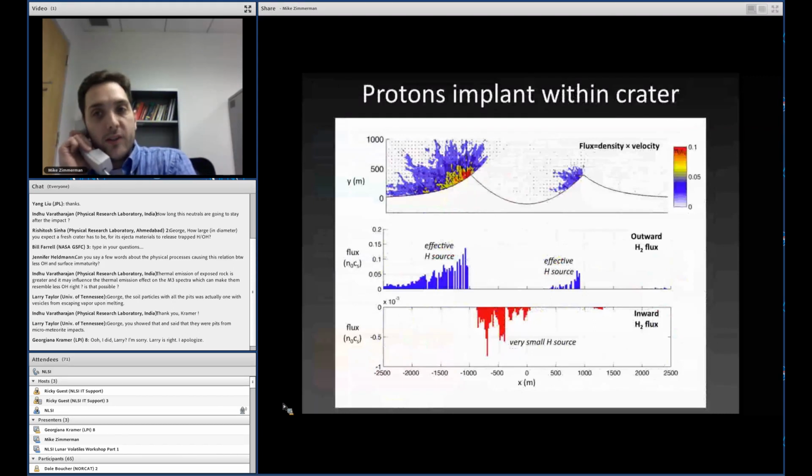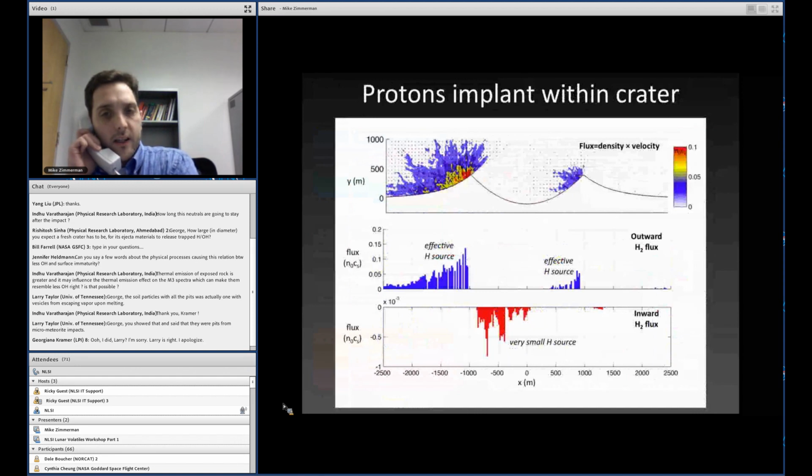So here I show the flux at the top in terms of the solar wind thermal flux, and you can see in the middle panel, basically everywhere the yield is about 0.1, and I've actually underestimated it in the code, it should be about 0.6. But this is a first cut, and you can see that the incoming protons only release about 0.1 H2 molecules per incoming proton, and so this is an effective H source.